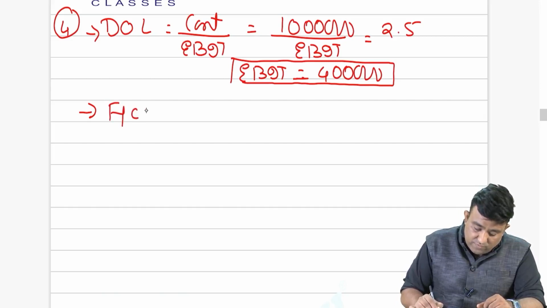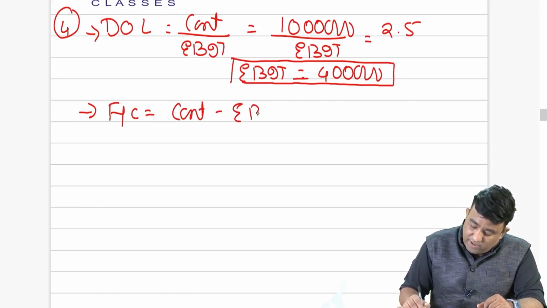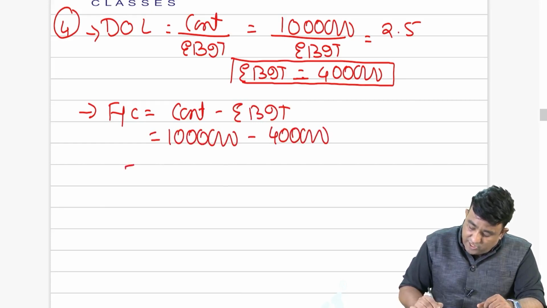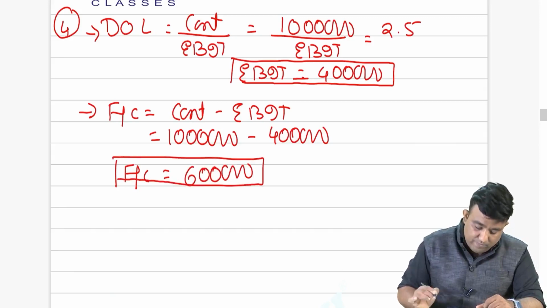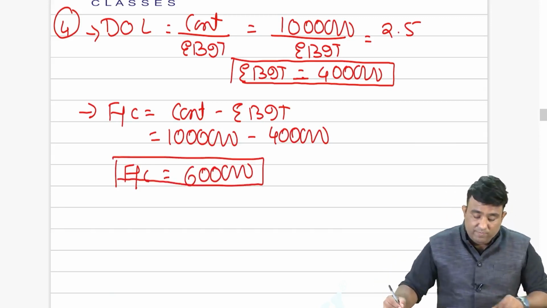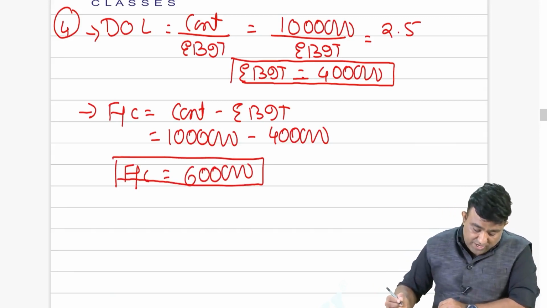Fixed cost. What will be fixed cost? That is contribution minus EBIT. What is contribution, students? 10 lakh. EBIT is 4 lakh. So logically we can say fixed cost is 6 lakh. Am I clear? Absolutely. Now, concentrate well.